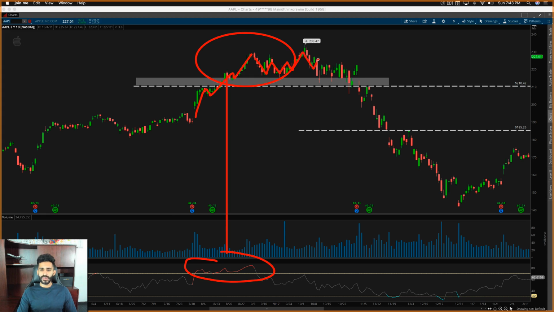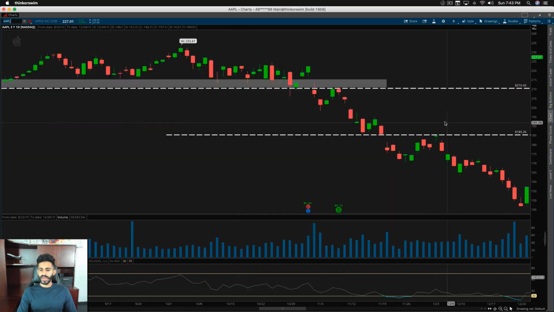When is our short play, or when do we look to buy puts? Or when are we looking to short? If it breaks our critical point with obviously news and some sort of catalyst. You can see what happens here. Stock starts going in a downtrend.